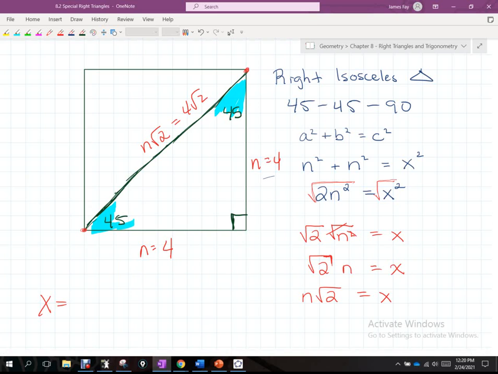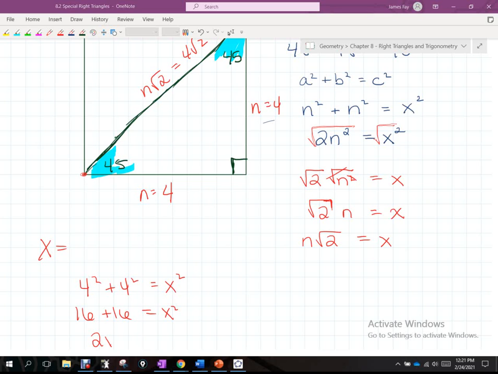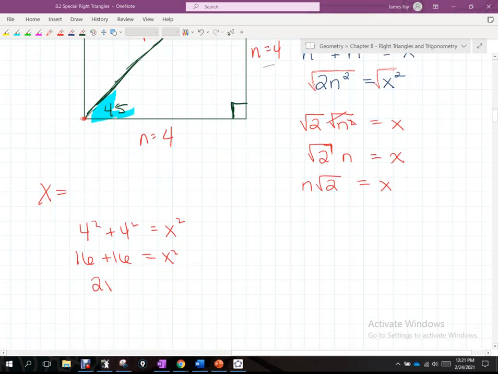Does that make sense? And we should be able to check that. You can go through the Pythagorean theorem. 4 squared plus 4 squared equals x squared. That's 16 plus 16 equals x squared, which is 2 times 16. I'm going to try to keep the algebra as clean as possible here. If I take the square root, square root of 16 is 4, and radical 2 doesn't simplify, so it's 4 radical 2.